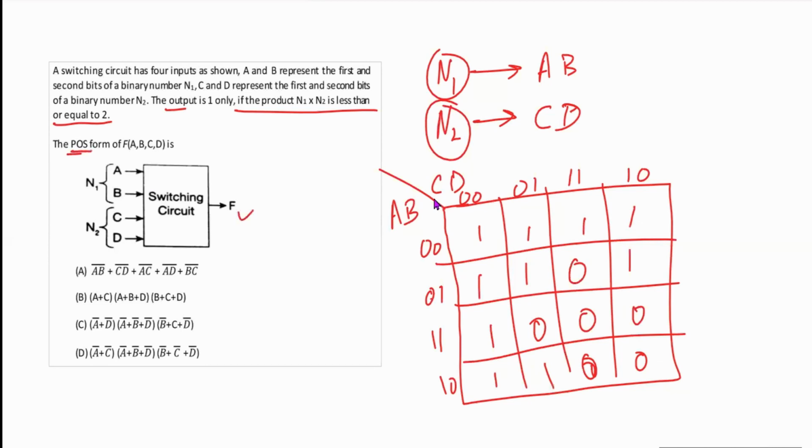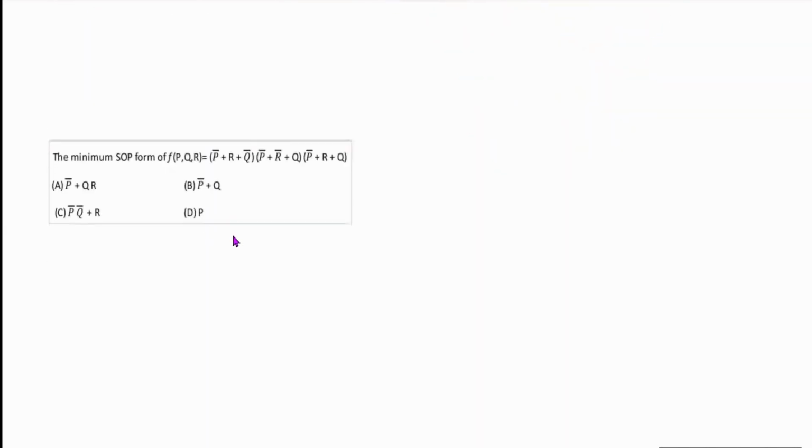In POS form I need to represent in product of sum form, which means I need to consider these zeros. By seeing these zeros, I can pair these four first, then I can pair these two and these two. If you do it in this way, you will get this option as the correct one. After pairing you will find out that this option is correct. So in this way you can do this problem, and let's go to the next problem.